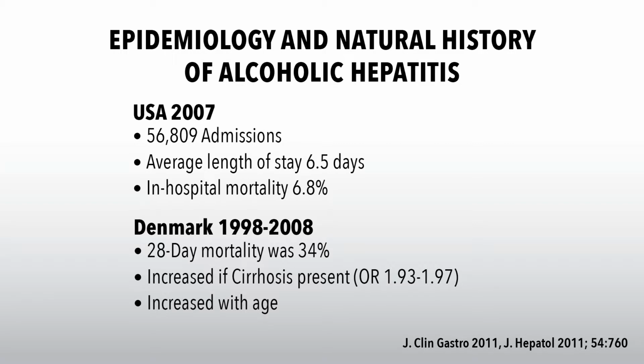Let's take a look at USA data in 2007. There were nearly 60,000 hospital admissions for alcoholic hepatitis at that time. The average length of stay was 6.5 days, and in-hospital mortality rate nearly 7%. In Denmark, over a 10-year period up through 2008, the 28-day mortality was 34%. The mortality rate was increased if cirrhosis was present, and it increased with age.